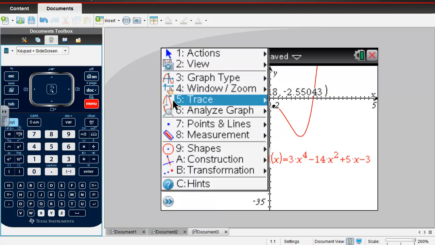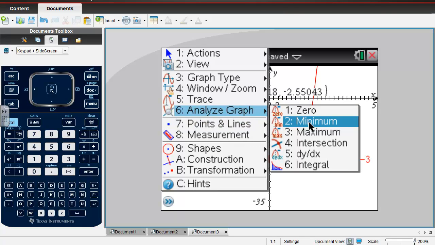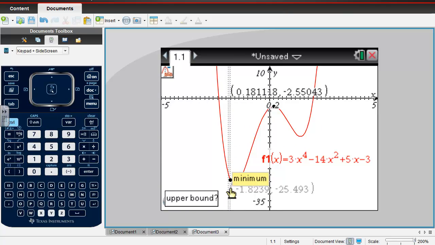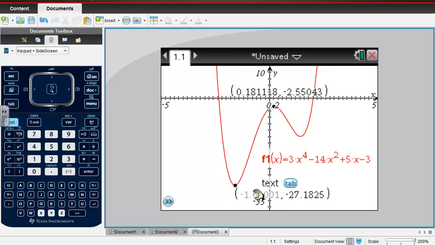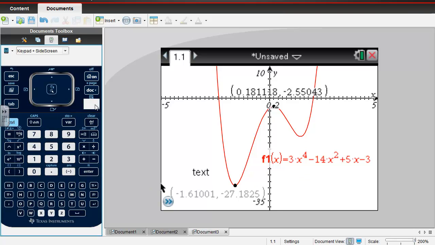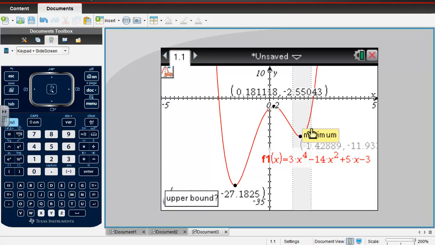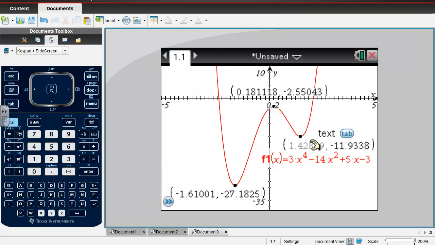I also want to find these minimums. So I'm going to go Analyze Graph, Minimum. It's asking for the lower bound. Lower bound means to the left of the minimum. Upper bound means to the right. And there's our point. I'm going to slide that over just so it's out of the way a little bit. I'm going to do the other minimum as well. Analyze Graph, Minimum, lower bound, upper bound, and there's our minimum.